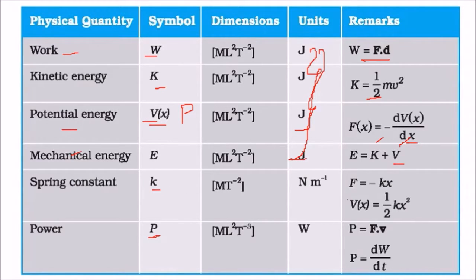For the spring constant, we have two equations here: F equals minus kx, where k is the coefficient of this spring and x is the compression or extension, and V(x) is half kx square. Power is given by F dot v, or you can say dW by dt, the rate of change of energy or work.